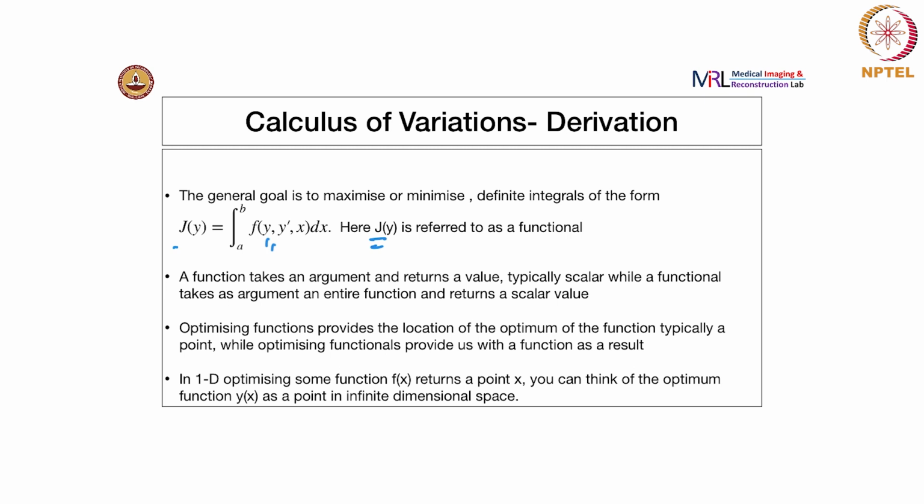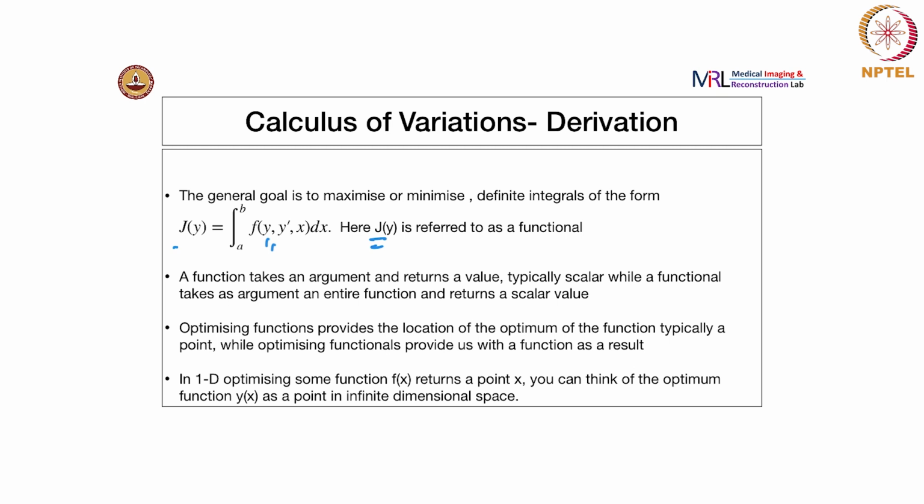Like I had said earlier, a function takes an argument. For instance, a 1D function defined on the real line takes as input x on the real line and returns a value which is typically another scalar on the real line. A functional, in this case, takes as input a function. The input to this functional is y. Y is a function. It's a curve, but it's still a function, and it returns a scalar value.